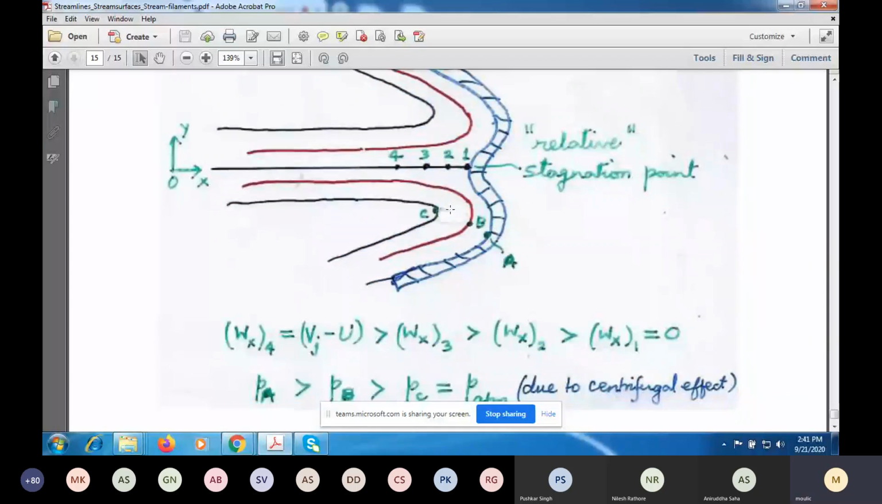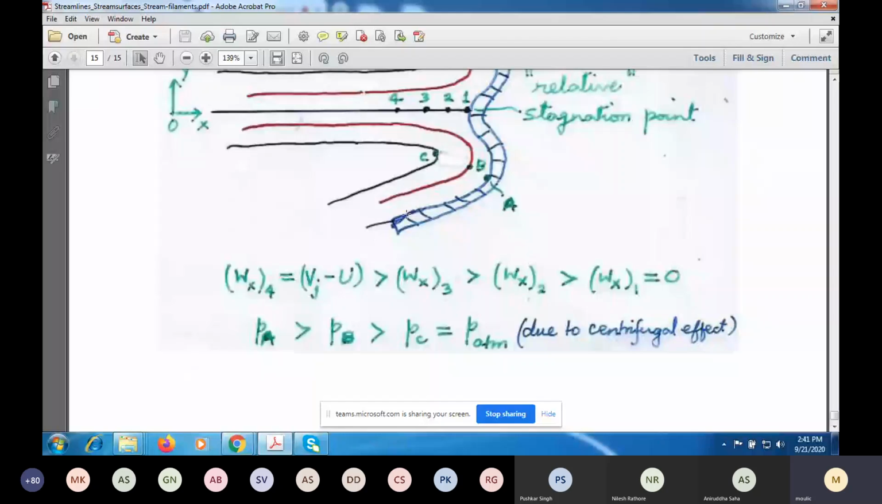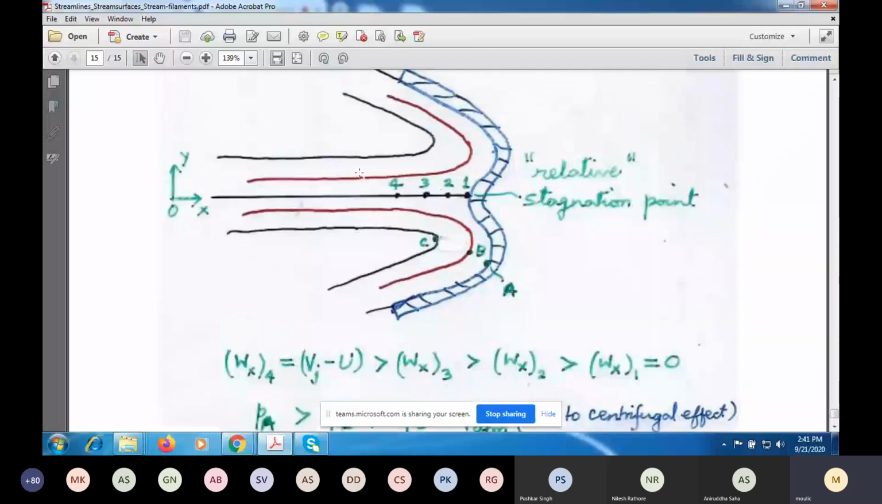And if you compare these lines, say CBA, in the direction normal to the streamlines. Again, I'll show you later on that PA will be larger than PB, larger than PC, because of the curvature. If you consider a fluid particle, there will be a centrifugal force acting on the particle, which will have a direction outwards towards the bend, and that will be balanced by the pressure gradient. So the pressure on the outside of the bend will be larger than the pressure on the inside of the bend.